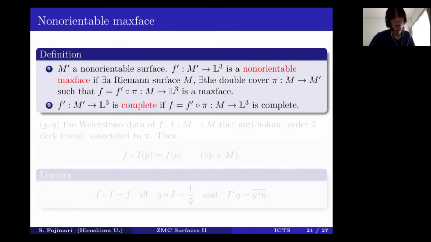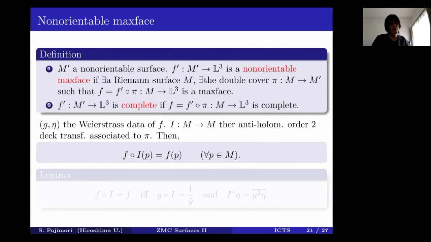Let M' be a non-orientable surface, and F' a map from M' to L3 is a non-orientable maxface if there exists a Riemann surface M and a double cover pi such that the composition of F' and pi is a maxface. So if we have a double cover which is a maxface, we say this original F' is a non-orientable maxface. And completeness is also defined as follows: if the double cover is complete, then F' is complete.